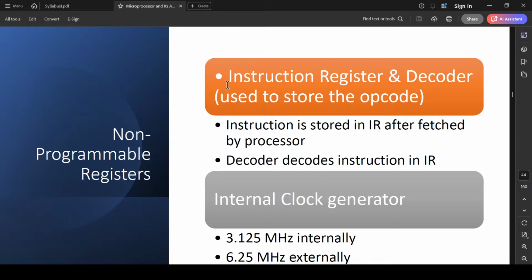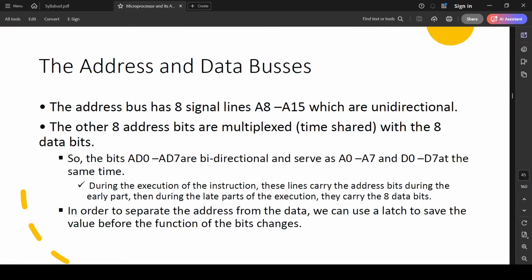Internal clock generator. 3.125 megahertz. You must have heard the clock speed. So this is the internal 3.125 megahertz and the external is 6.25 megahertz. You can see it is exactly double of 3.125. So the external clock speed is double the internal.